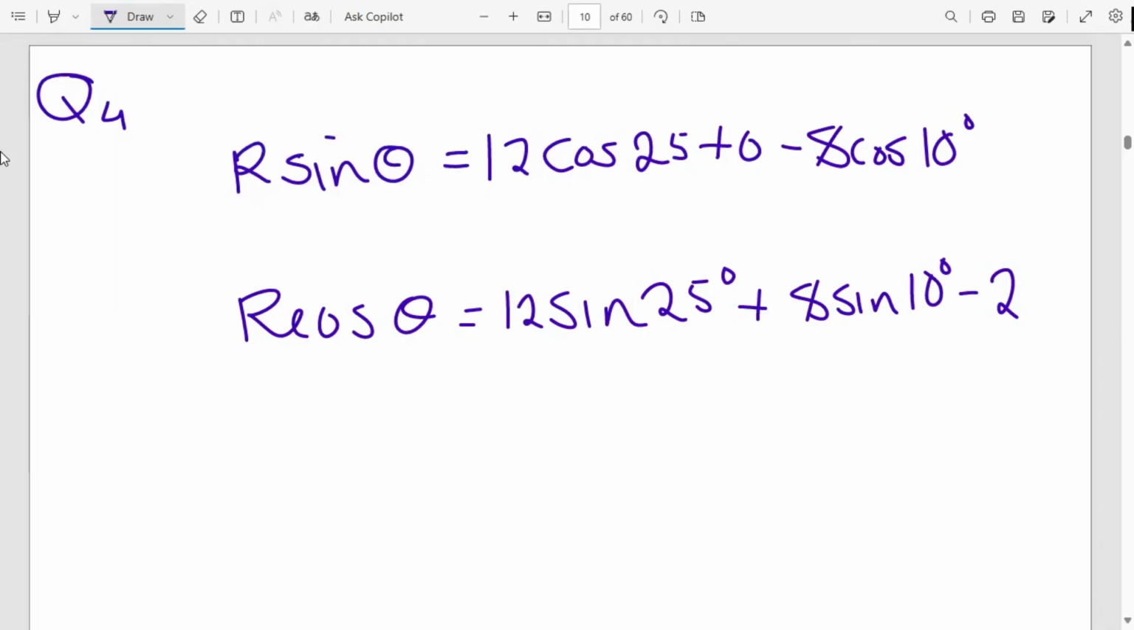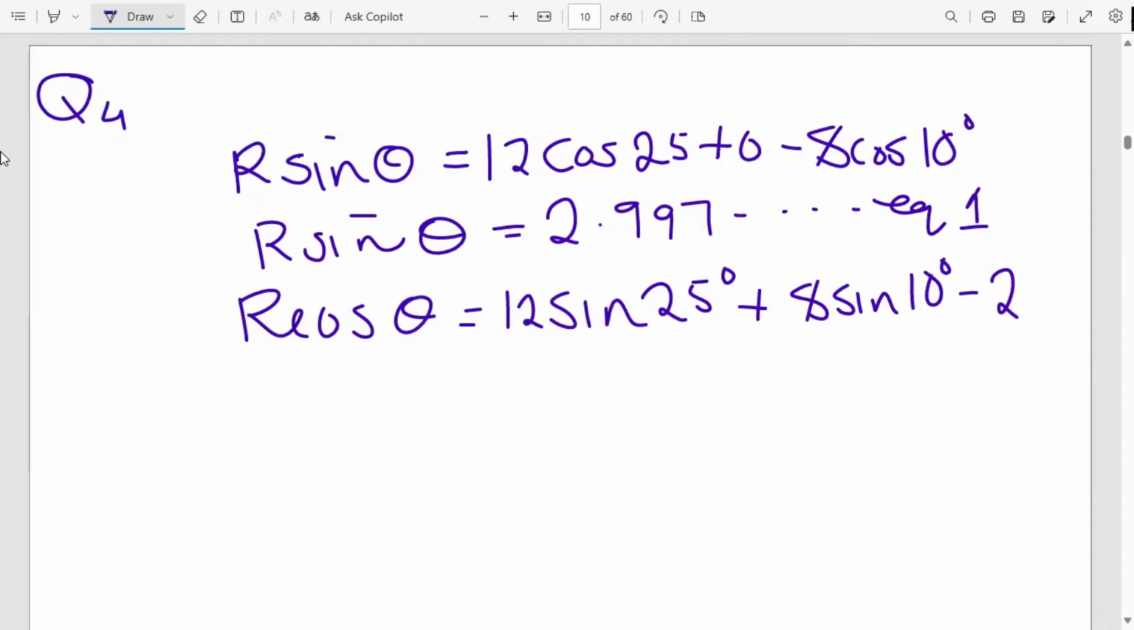So this is the same as r sine theta being equal to 12 cos 25 plus, or let's say minus 8 cos 10. So this is equal to 2.997. So this is my equation 1.